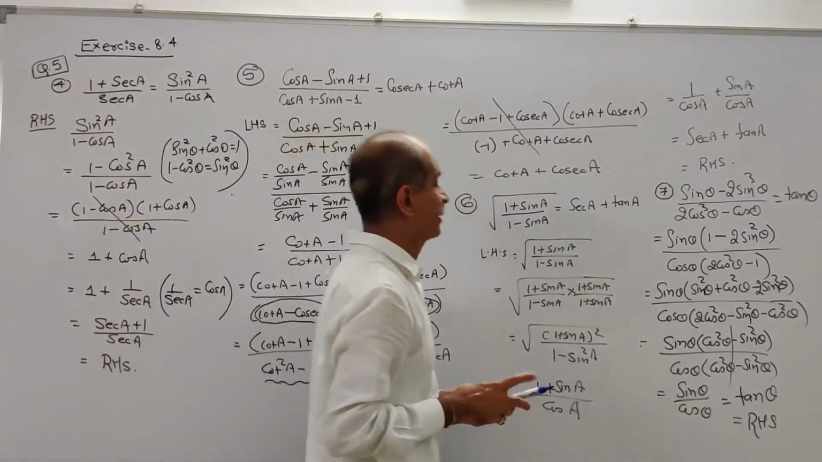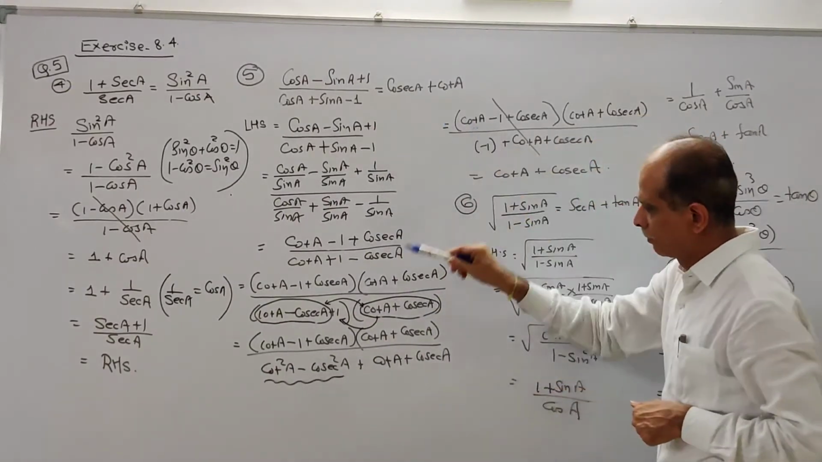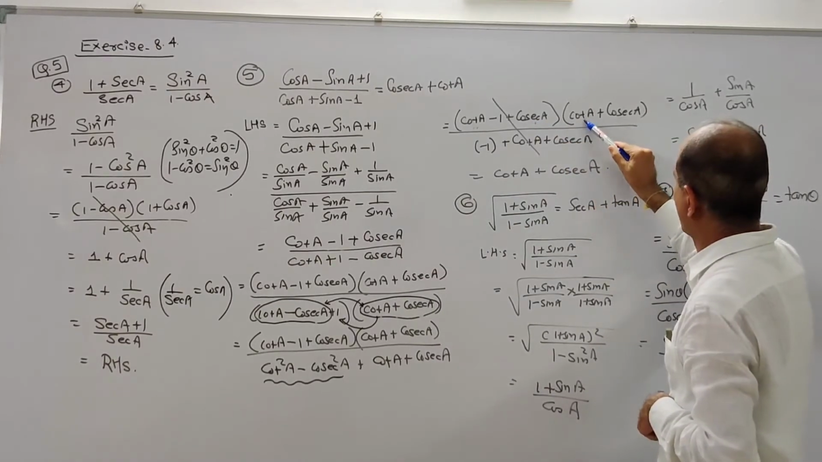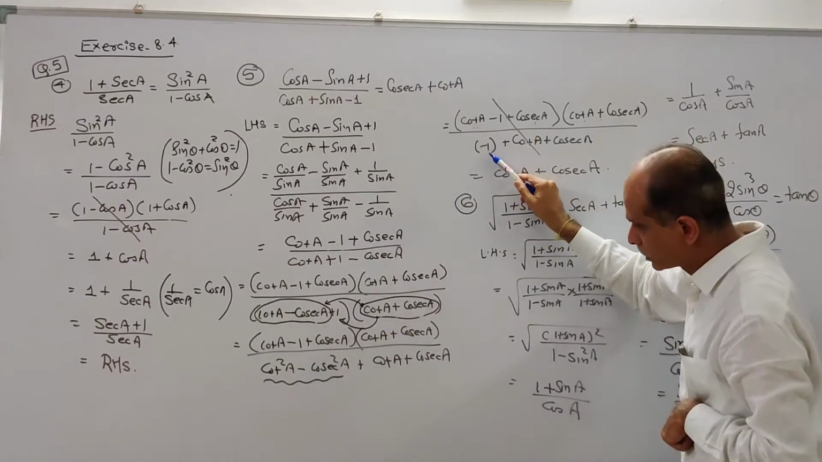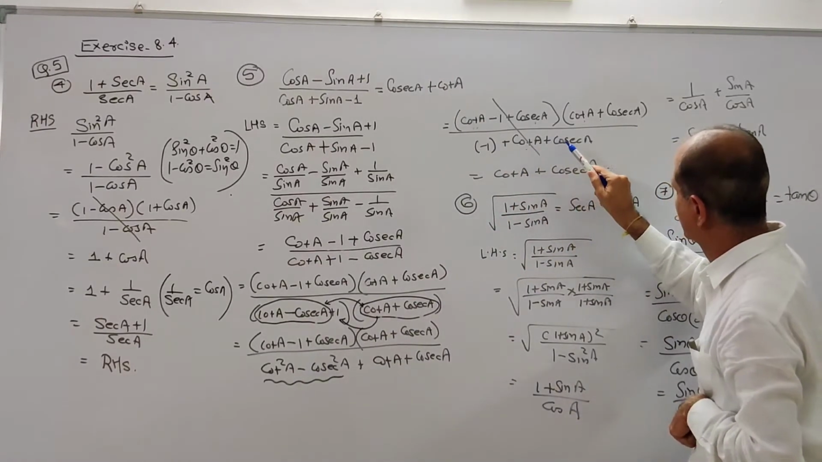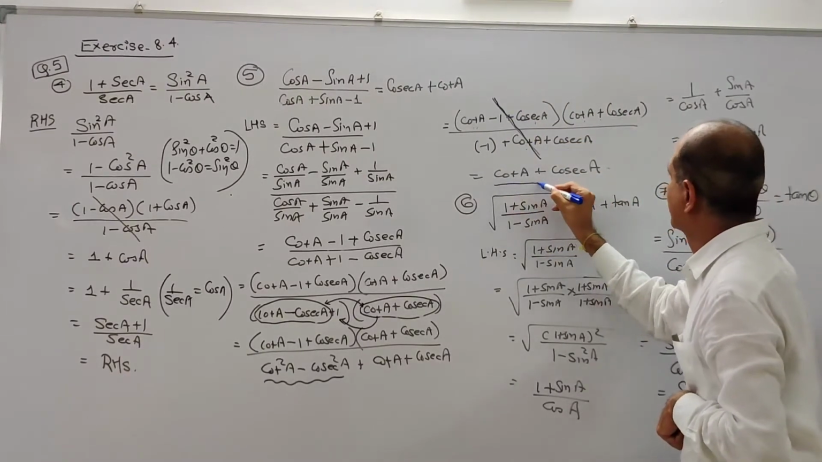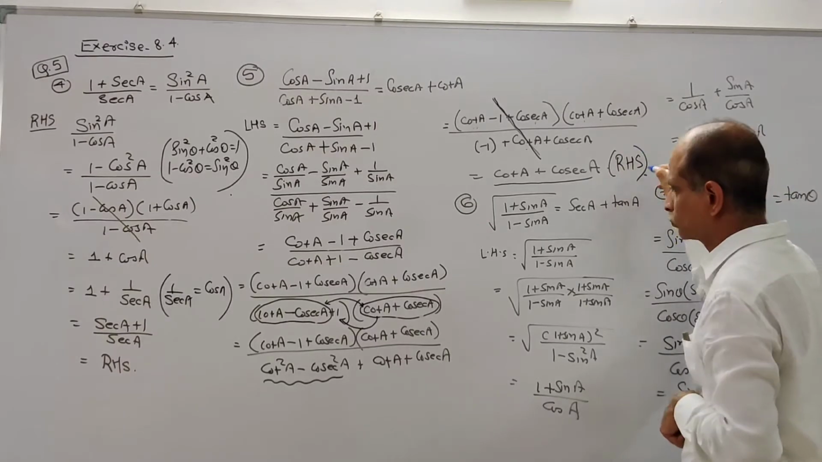So the remaining part is the numerator as it is, (cot A minus 1 plus cosec A) into the second bracket (cot A plus cosec A). Here when you write minus 1, this becomes minus 1 plus cot A plus cosec A. You can cancel these two. So what you get? Cot A plus cosec A, and that is your RHS.